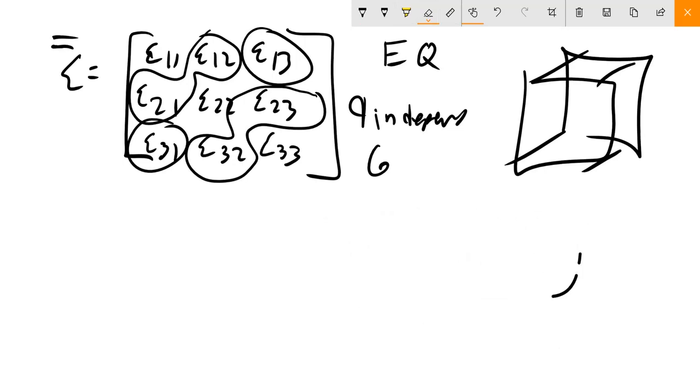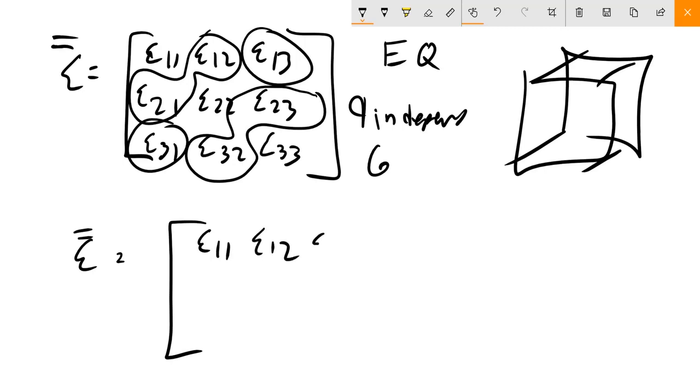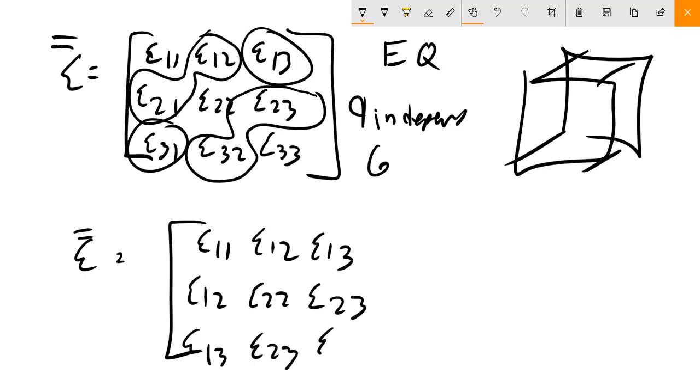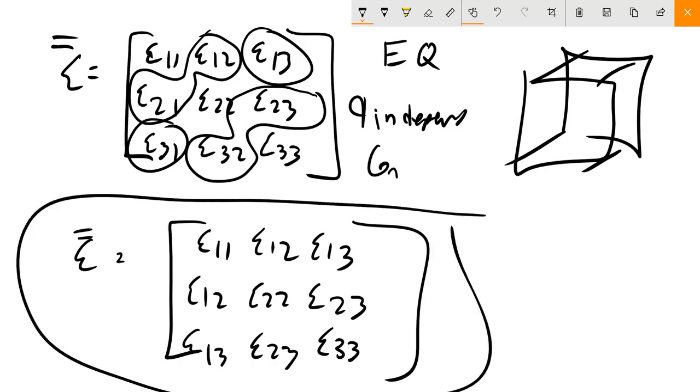Let's rewrite our strain tensor and see what it looks like. So just like last time, epsilon 1,1, epsilon 1,2, epsilon 1,3, epsilon 2,2, epsilon 2,3, epsilon 3,3. 6 independent components right here. And that is your strain tensor.